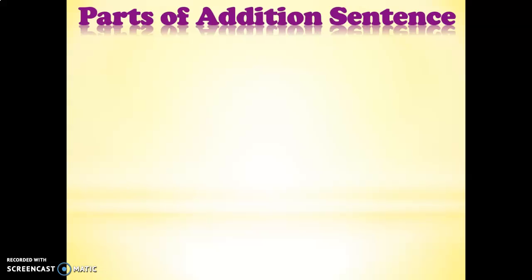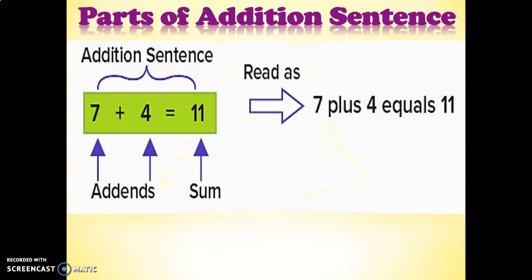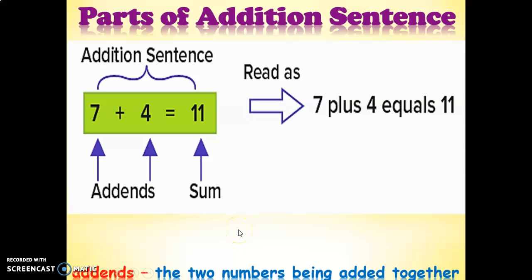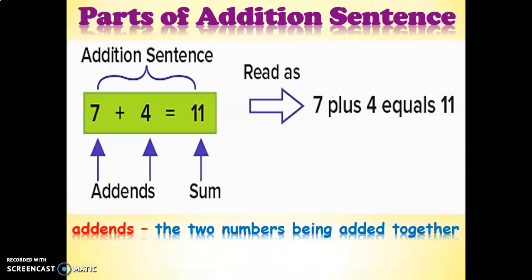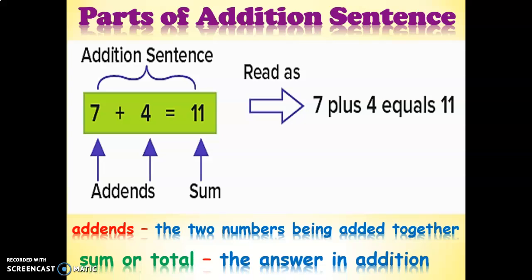Now when learning addition, it's also important that you know the parts of an addition sentence. So let's take a look at this example. For this addition sentence, we read it as 7 plus 4 equals 11. The two numbers 7 and 4 are called addends, and the number 11 is called sum. Addends are the two numbers being added together, and the sum or total is the answer in addition.